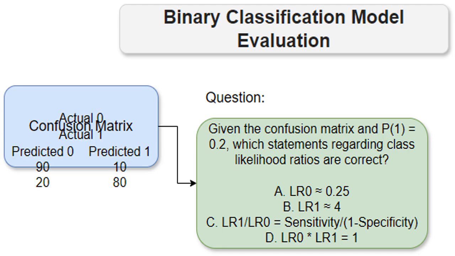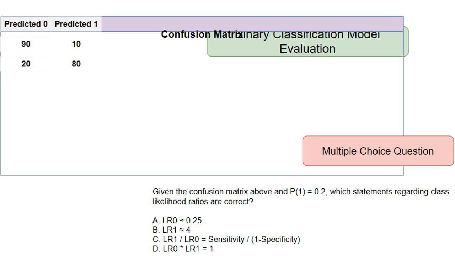This tells me the type of problem I'm working on, classifying data into two groups, 0 and 1. The evaluation uses a confusion matrix and likelihood ratios. I'm using a confusion matrix to summarize the performance of a binary classification model. It shows how many instances were correctly and incorrectly classified. The rows represent the actual classes, and the columns represent the predicted classes. For example, 90 represents the number of actual class 0 instances that were correctly predicted as class 0.